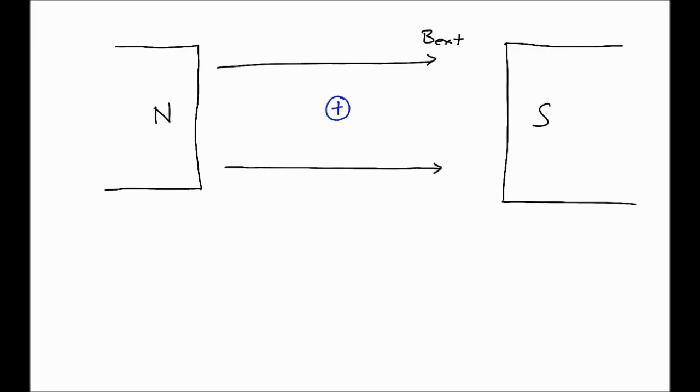Now if this charge is not moving, it will not experience a magnetic force. If it's moving up like this, then it experiences a maximum force because v and B are 90 degrees to each other. Or if it's moving down, it also experiences this maximum force.